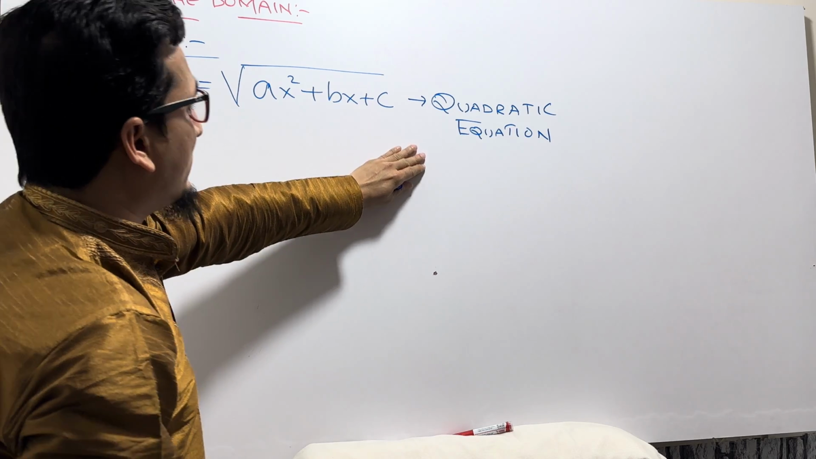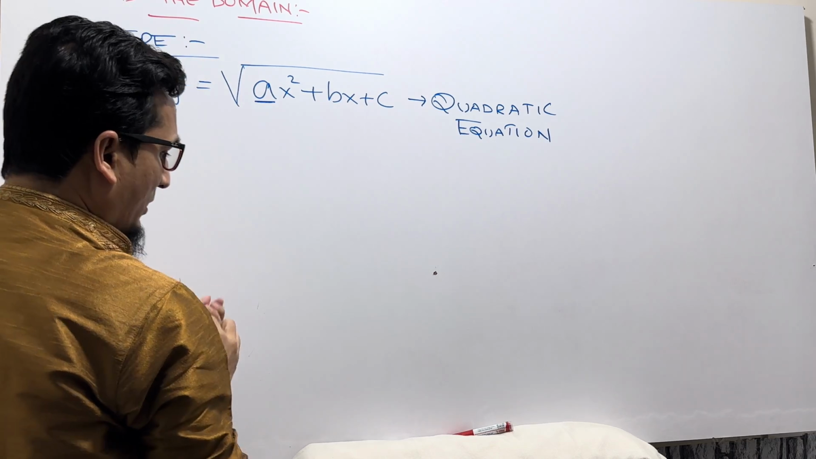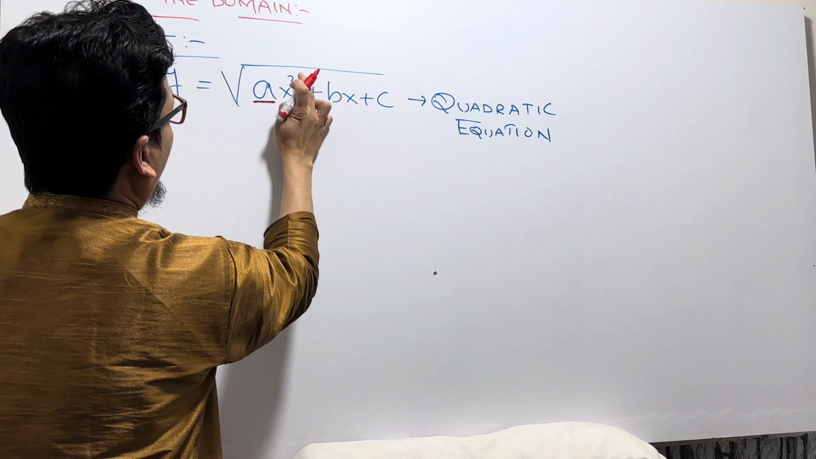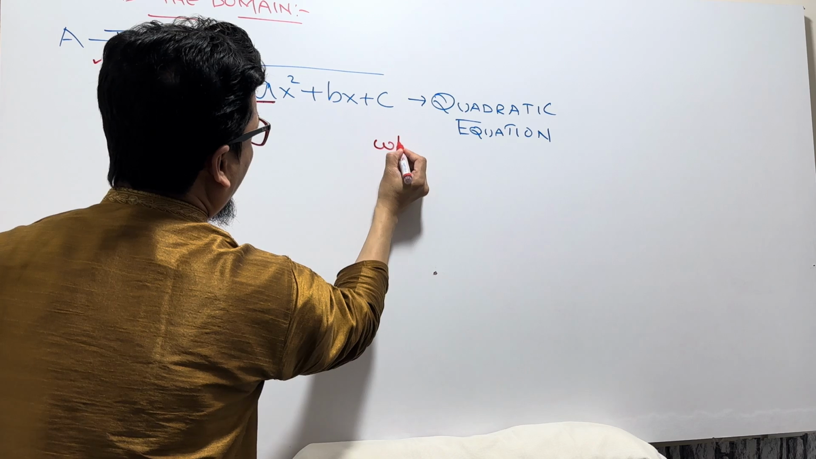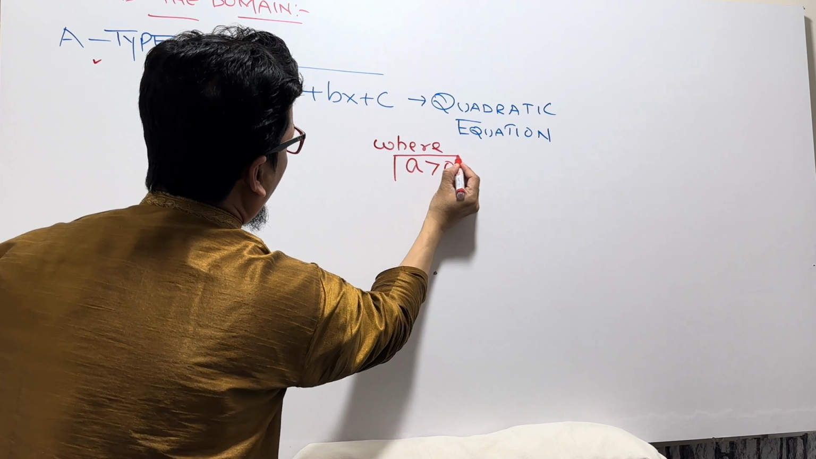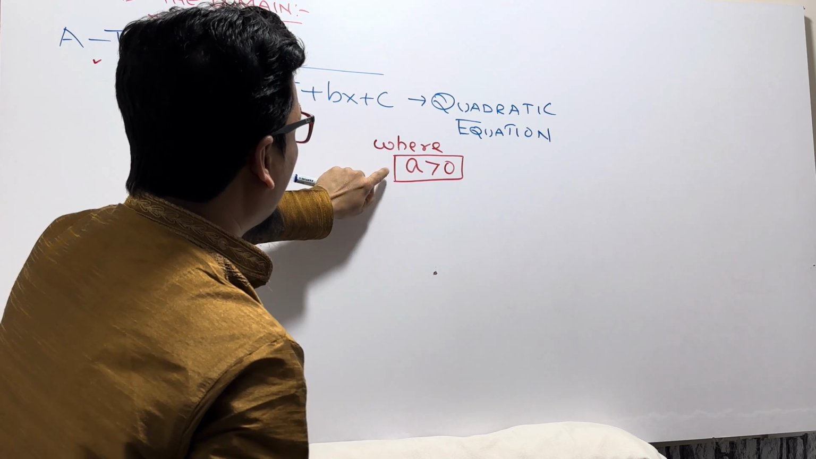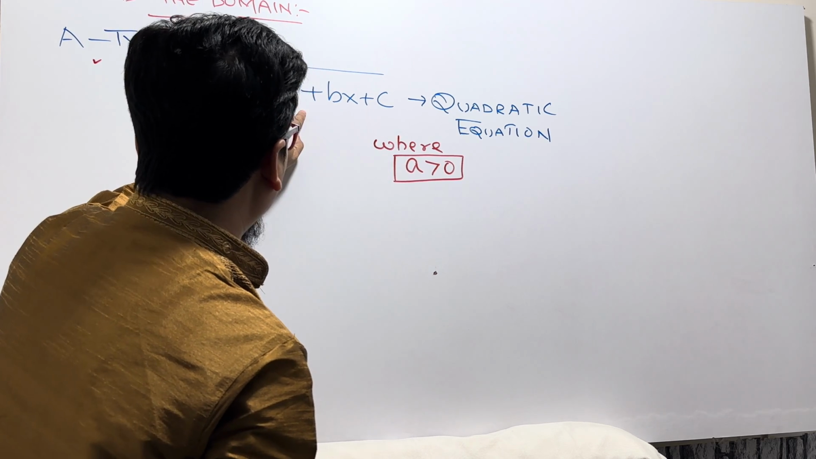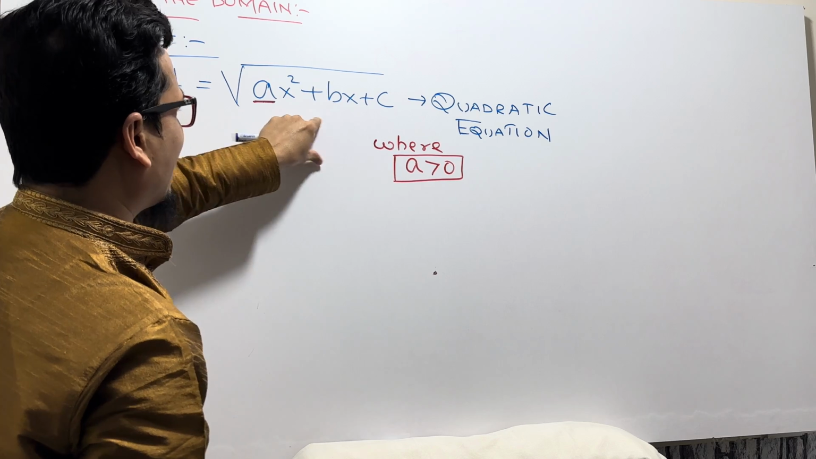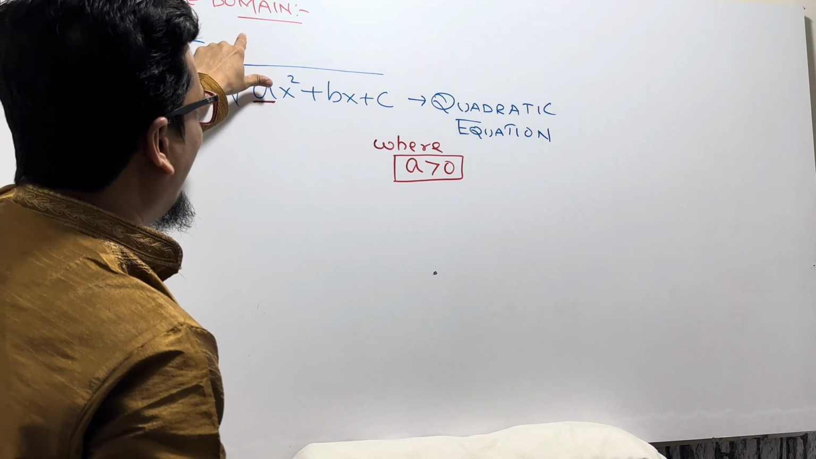It is a quadratic equation, and remember one thing here, this a is very important. Type A means this a, the coefficient of x square, is greater than 0. It means the coefficient of x square must be positive. We have kept such types of quadratic equations as type A, right? So whenever you have an equation like this, how will you solve the question, how will you find the domain, right?